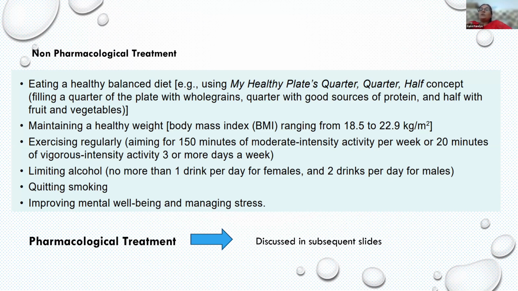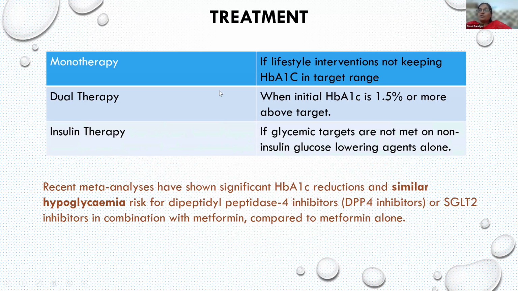Limiting alcohol: 1 alcoholic drink for female and 2 for male per day. Quitting smoking, and mental well-being. In the pharmacological treatment, we have a few options, which I will go into a little bit later on.